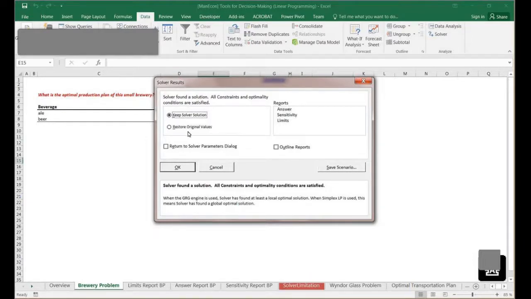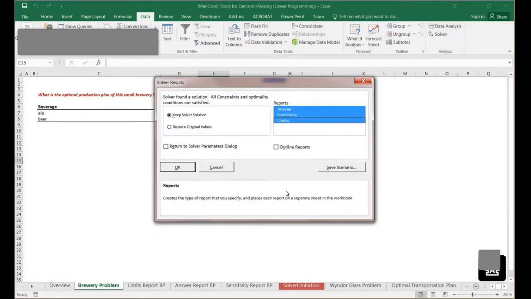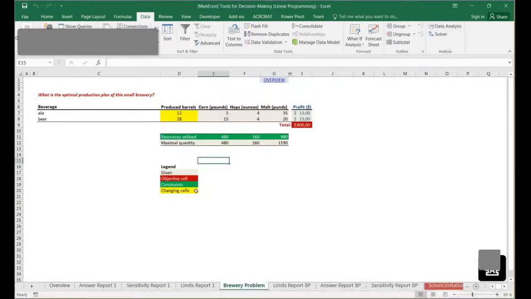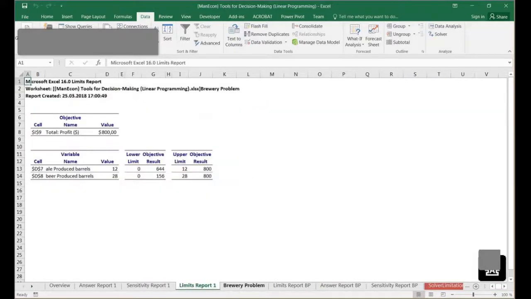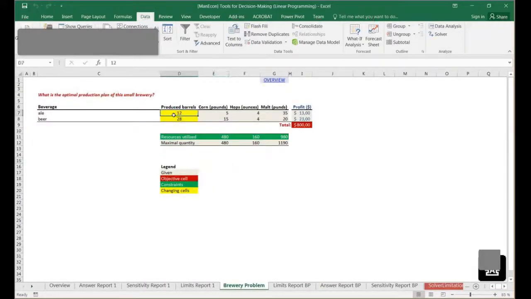And what is also interesting are the answer, sensitivity, and limit reports. I click on OK, and we get the reports generated as worksheets. And the optimal solution is 12 barrels of ale and 28 barrels of beer. The maximum profit is 800. So the report is something that you should have a closer look at, and I recommend doing so. And you find it in the slides.